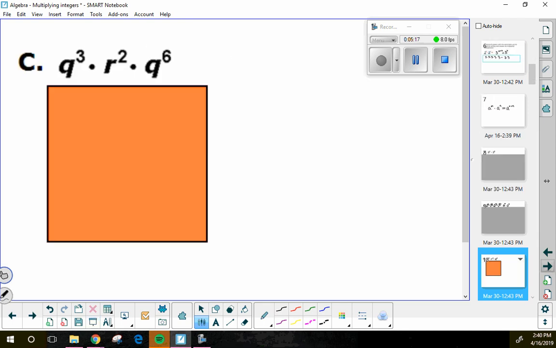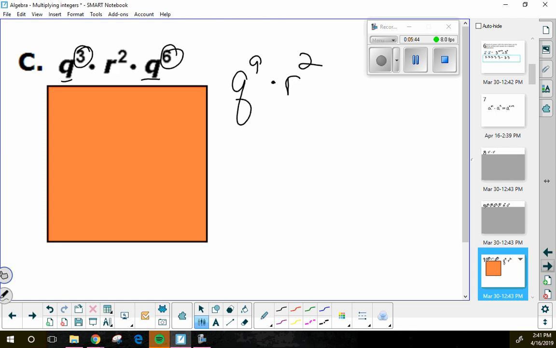Okay, let's do another one. Do I have all the same base, or is there anything different? Different, yes. I have q to the 3rd, q to the 6th. So that's going to be 3 plus 6. What's my q going to be? Exponent's going to be 9 times r to the 2nd, because there were no other r's.